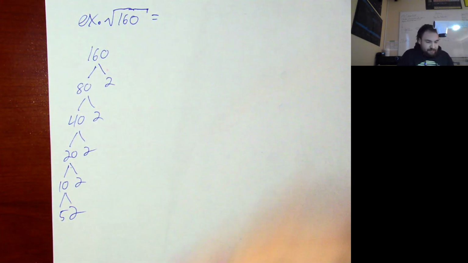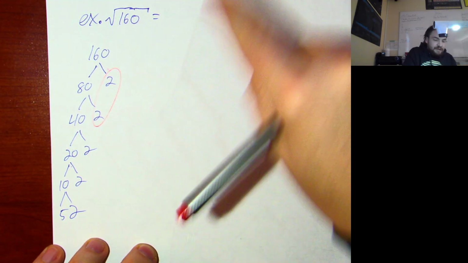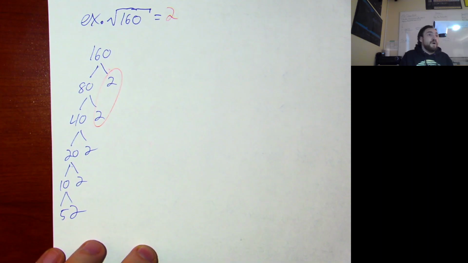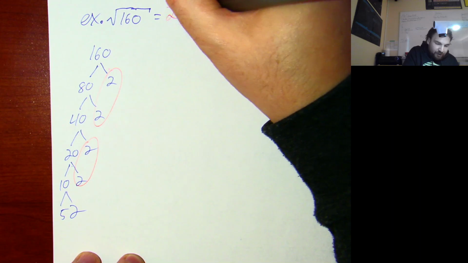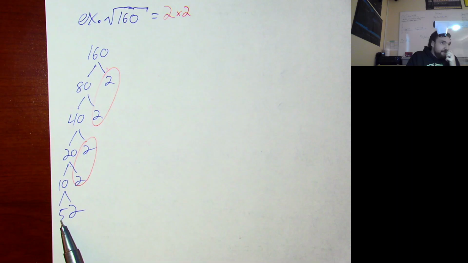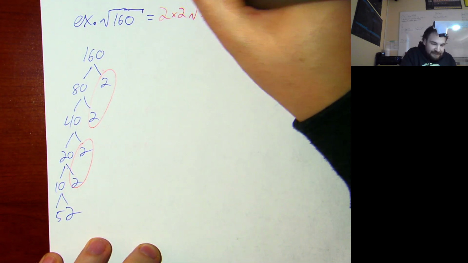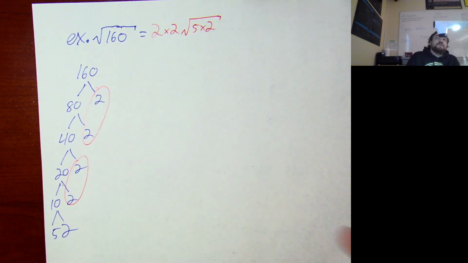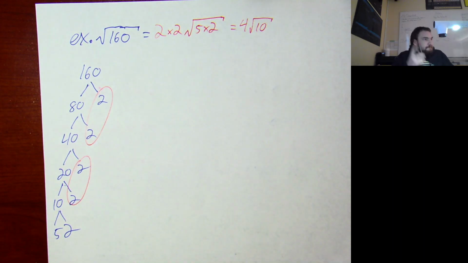We're going to use the shortcut. A pair of 2's is going to jailbreak out, giving us one 2 outside. This pair of 2's is going to break out, giving us another multiple of 2 on the outside. Does this 2 have a buddy? Does this 5 have a buddy? No, so they stay in the root, multiplied together, because they're also factors of 160. So what I'm going to get here is 2 times 2, and 5 times 2, so my final answer is 4 root 10.